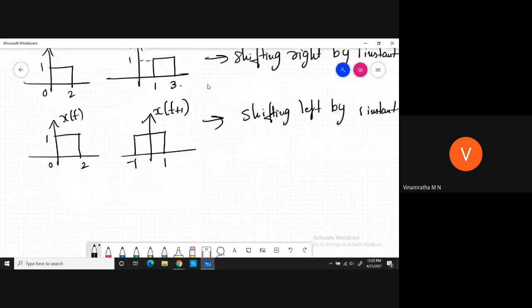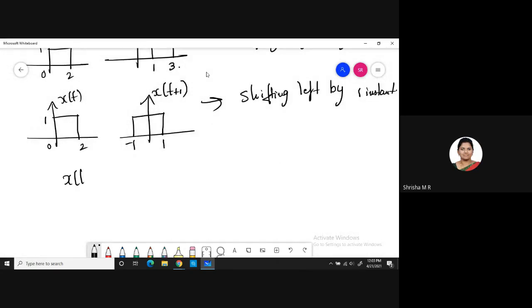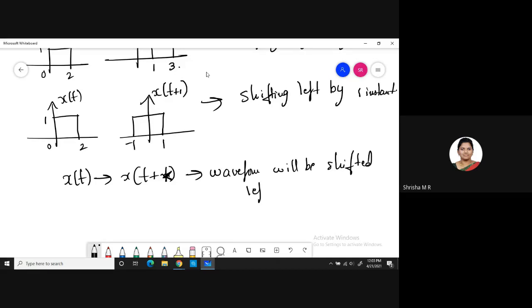If you have x of t, I can take x of t plus k, because I taught you k, right? If you have t plus k, the waveform will be shifted left by k instants. Will you agree?